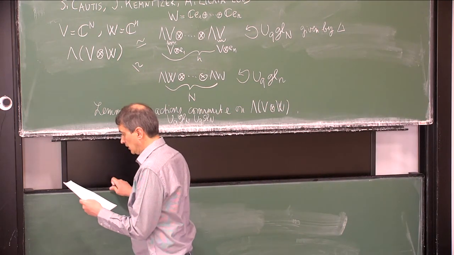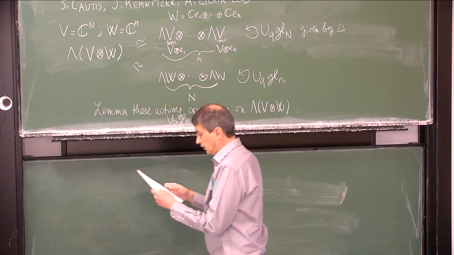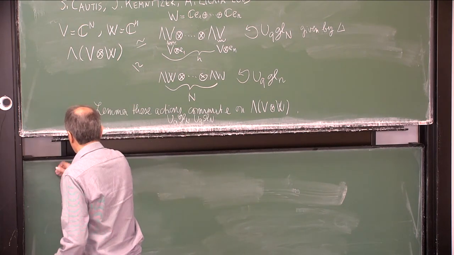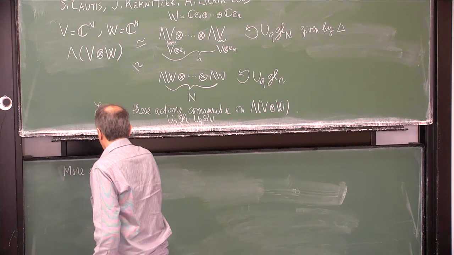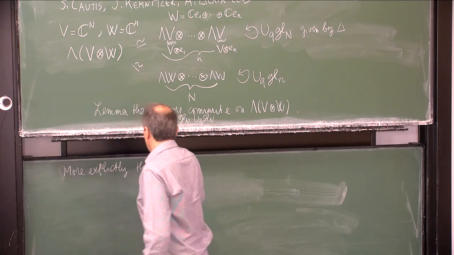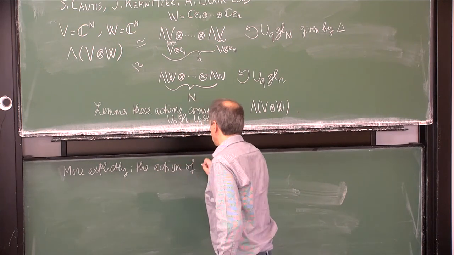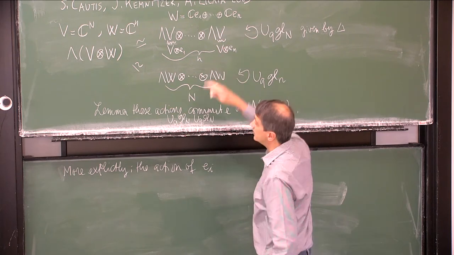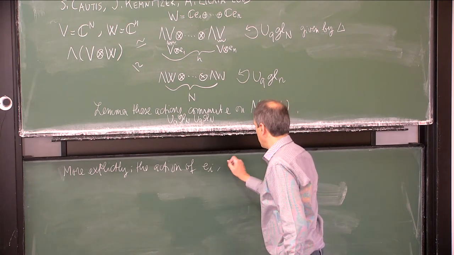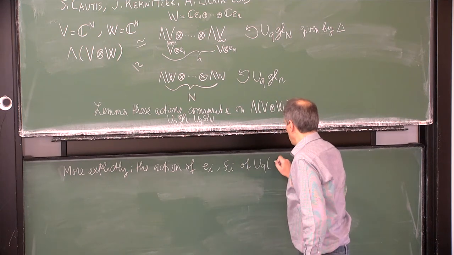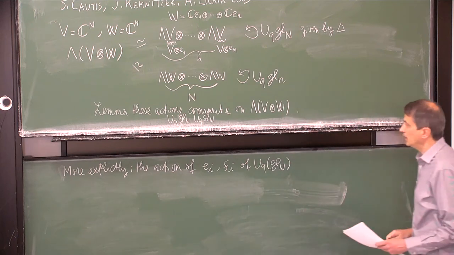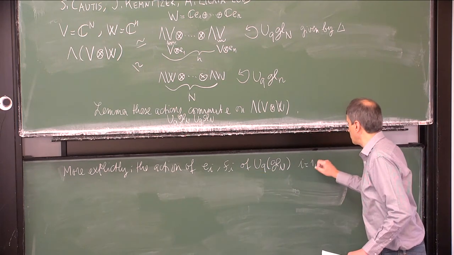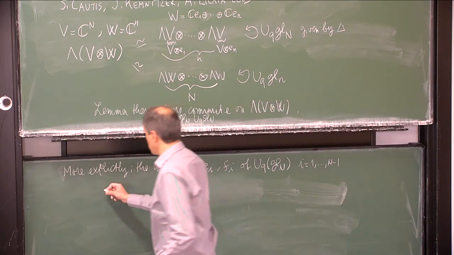Right, so the action of, more explicitly, the action of say EI. So EI is not this EI, it is the EI and FI of Uq of GLN. Here we only consider a finite dimensional GLN, so I from 1 to n minus 1. So it is a coproduct.